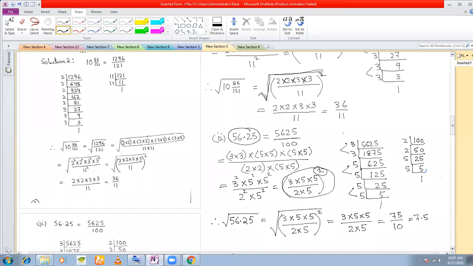Now, as I told you, instead of prime factorizing 100, you could also have written directly this as 10 square also, 10 into 10. Okay, so no problem. You can prime factorize, safer to prime factorize than writing directly, because this writing directly will not be applicable for all the numbers. Okay, sometimes the denominator will not be so convenient.